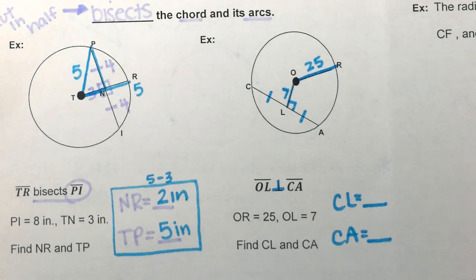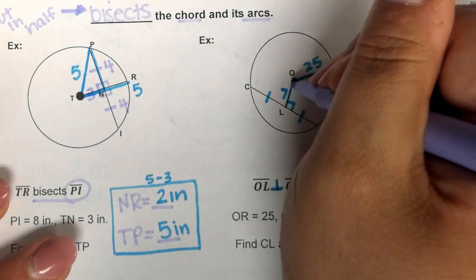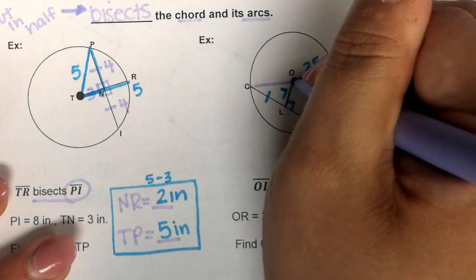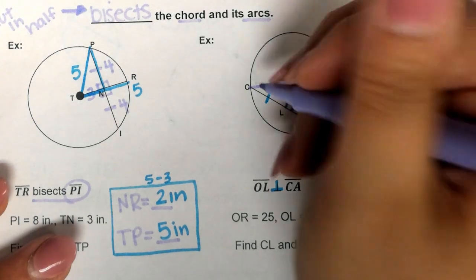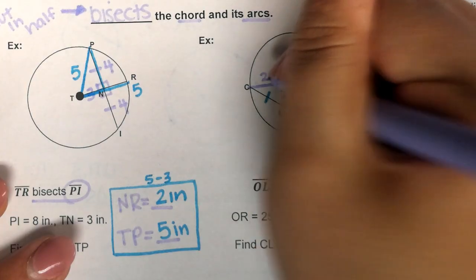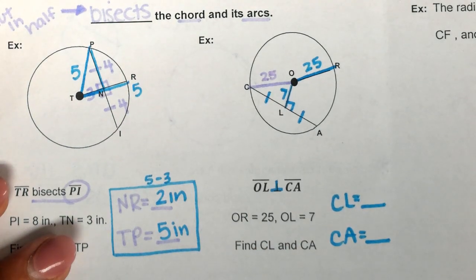Triangle, Pythagorean theorem. How can I draw a triangle? You can do C to O or O to A. It doesn't matter which one. So I'm going to do C to O just because that's what you said. What do I know about C to O? Why is it 25? Because it's a radius.